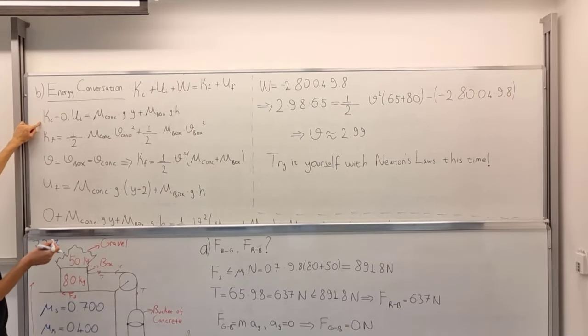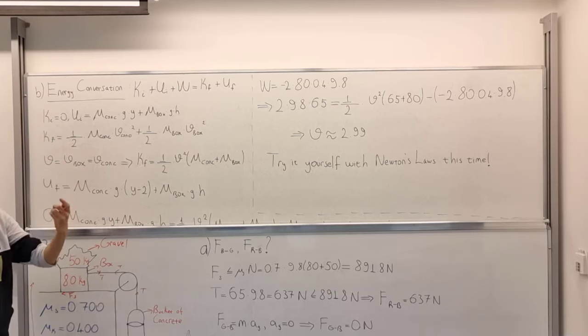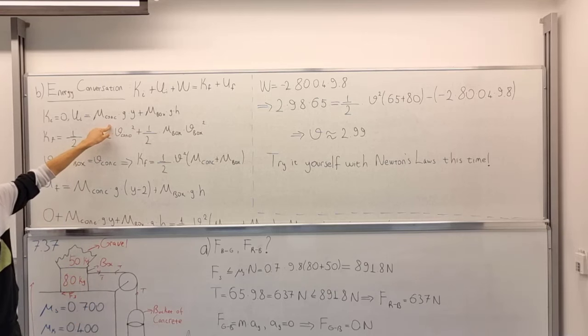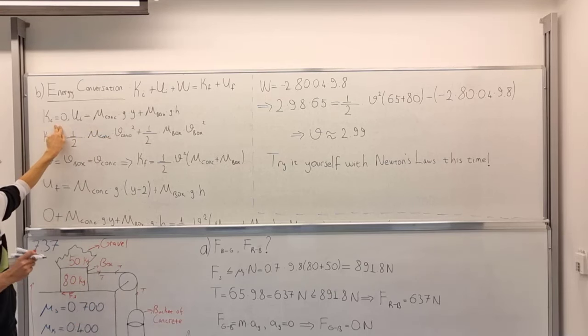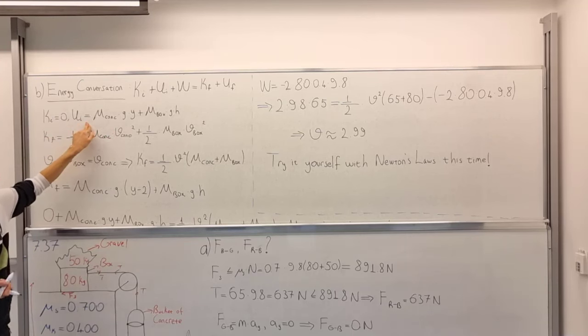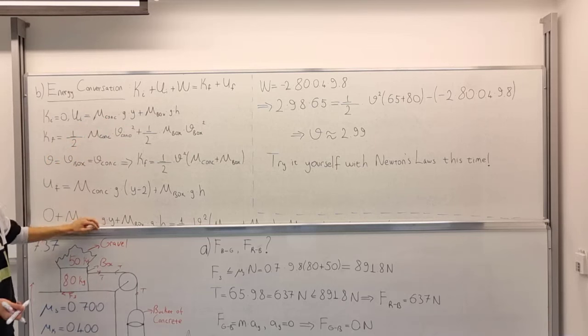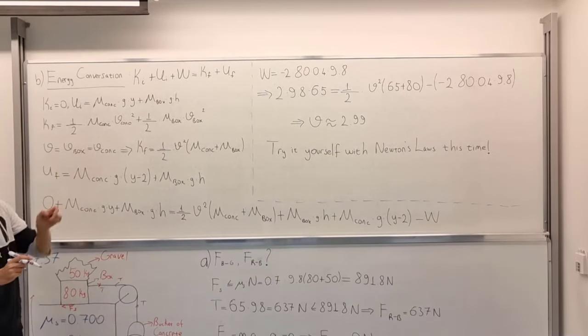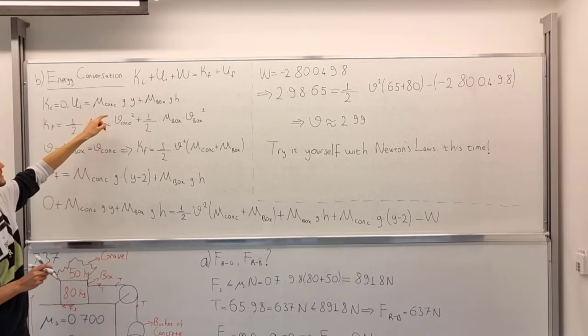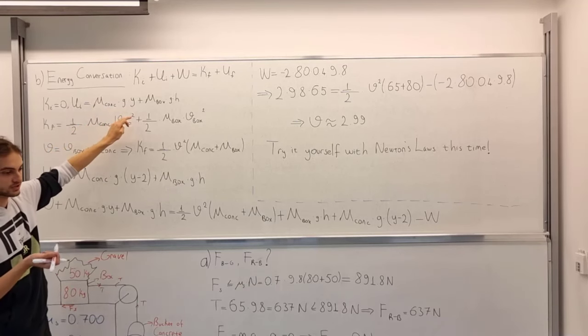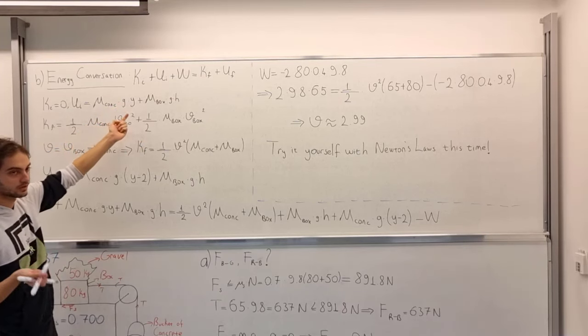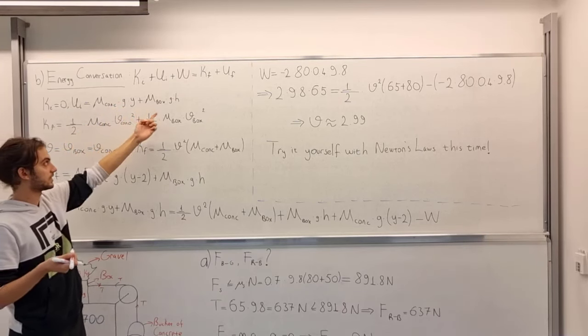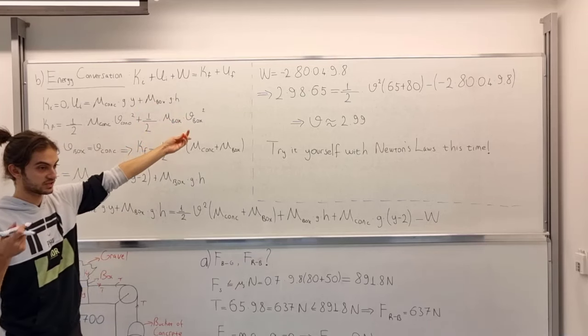Writing the initial kinetic energy, we have zero. Why? Because momentarily, when the gravel is taken out of the system, everything is stationary. But we have potential energy. So kinetic energy is equal to zero initially, and initial potential energy is equal to this. I'm not sure if you can see this clearly, so I'm just going to say this in words: mass of concrete times gravitational acceleration times y plus mass of box times g times h.